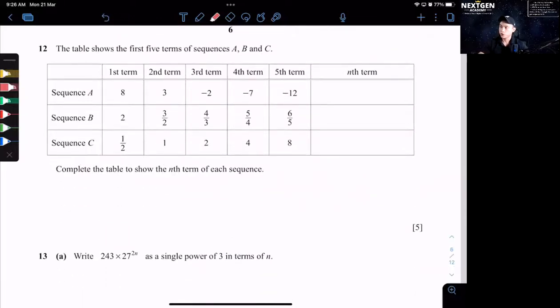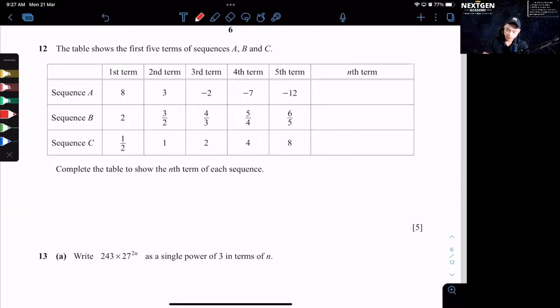Question 12. Okay, question 12 is a sequence question. The table shows the first 5 terms of sequences A, B, and C. So we need to see what the patterns are here. Normally, the most basic ones that you have all learned are the arithmetic sequence or arithmetic progression, the geometric progression, and then the quadratic sequence, or you just have to recognize the pattern. That means they give you a series of numbers, you need to observe, and then see what the pattern is. So let's look at sequence A first.